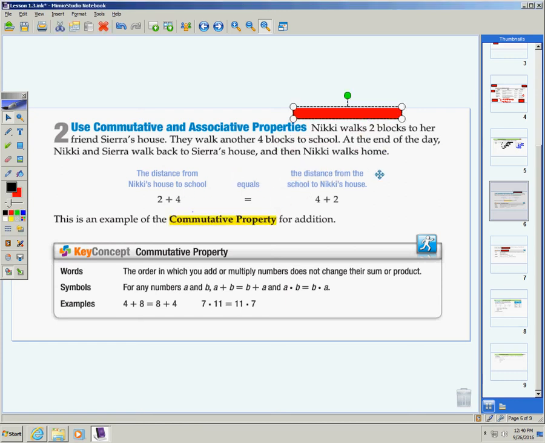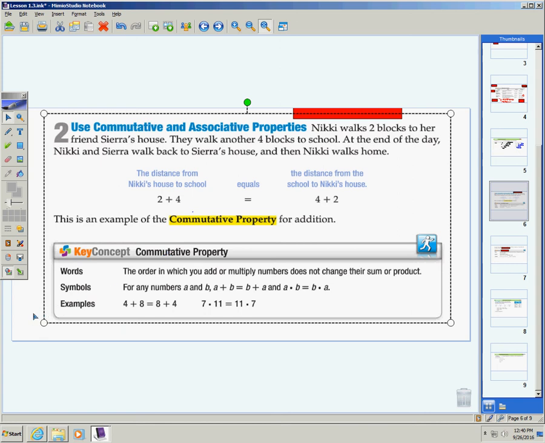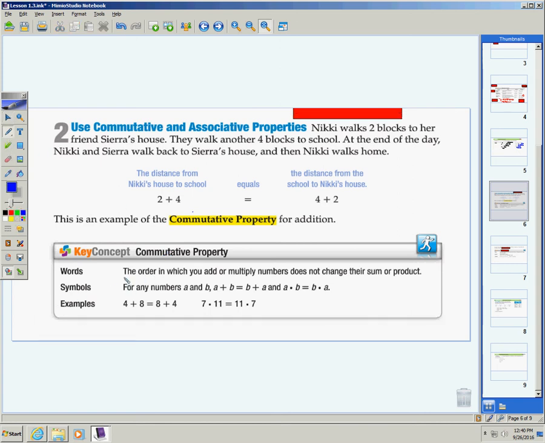That's called the commutative property for addition. And here's the important thing about the commutative property: the order in which you add or multiply numbers does not change their sum or product. So for addition or multiplication, order doesn't matter. That's what the commutative property tells us.